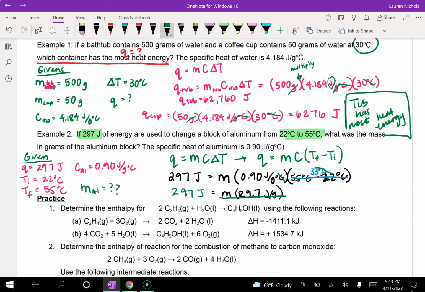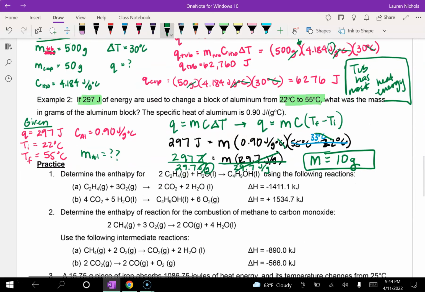And so to get M all by itself, we do the opposite of the math. So we divide by 29.7 joules per gram on both sides. So see, this cancels out, and that M is equal to, let's see, joules cancel out. 297 divided by 29.7 gives us 10 grams, because the G is all that's left, which is good because mass is measured in grams, so that's just fine. We know that the mass of our aluminum block was 10 grams.